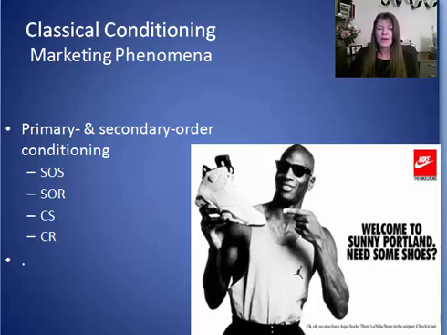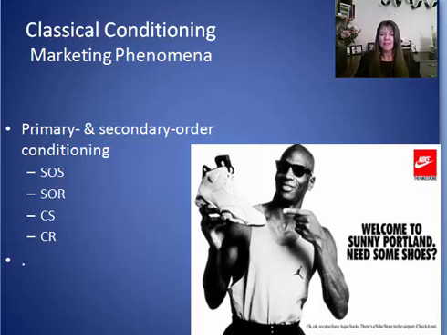So primary order conditioning is what we just looked at. It begins with a UCS and a UCR. Remember, that's an unlearned stimulus, an unlearned response, such as the McDonald's example. When people think about food, they salivate, right? But classical conditioning doesn't always begin with the UCS and UCR. There's also secondary order conditioning, which begins with a stimulus and a response that you have previously learned.